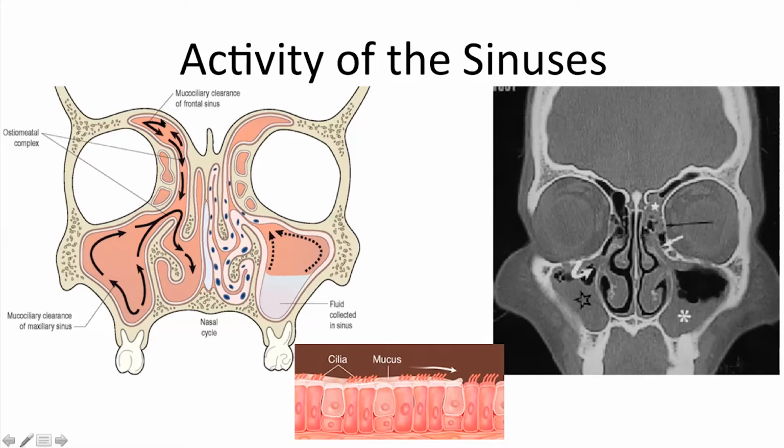It also works up here in the frontal sinuses. You can see there's a little bit of activity against gravity, and then it can drain using gravity. So this is how the sinuses function in a normal, healthy state.